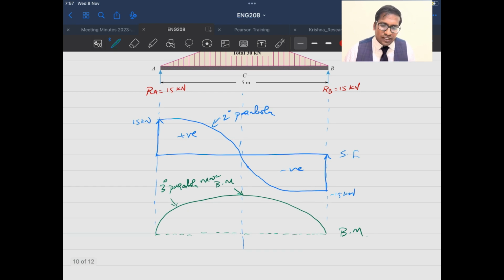So I didn't solve the reaction forces. I already solved them to save time. You can look into my previous lectures to find how to calculate reaction forces for different loading conditions for different beams.